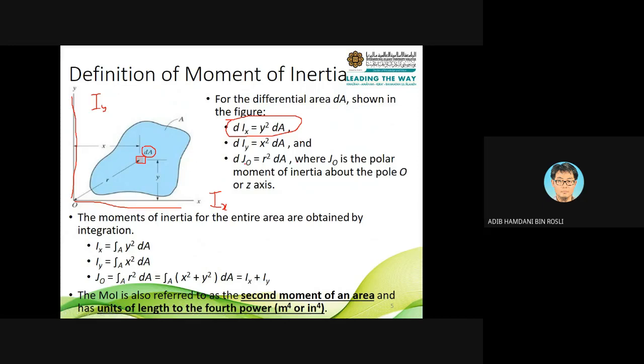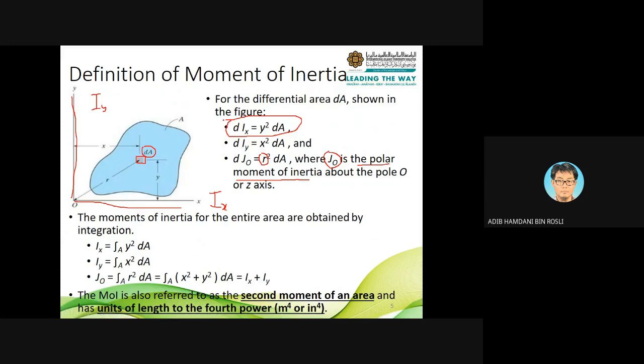And you have another one, dJ naught, which equals r squared dA, where r is the radius. This J we call the polar moment of inertia. That's why it is related to the radius: the polar moment of inertia about the pole O, or the z-axis.